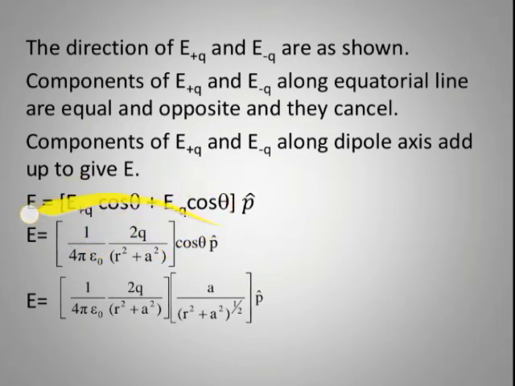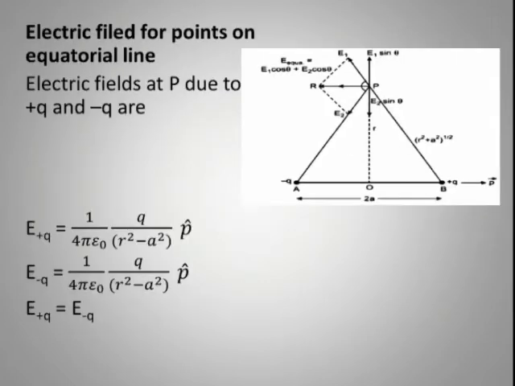So just put the formula whatever you have calculated, taking cos as common. In this equation you're taking cos as common. So going back to the equation, these are the electric fields of charge q and minus q. Both are the same, so what you're going to do is twice of 1 divided by 4 pi epsilon naught, q divided by r square plus a square. Again I'm telling you, please do correct it.